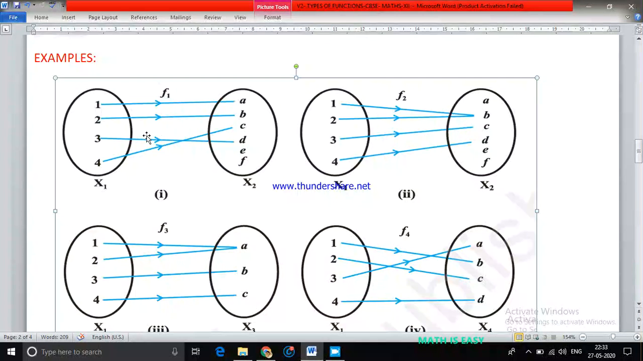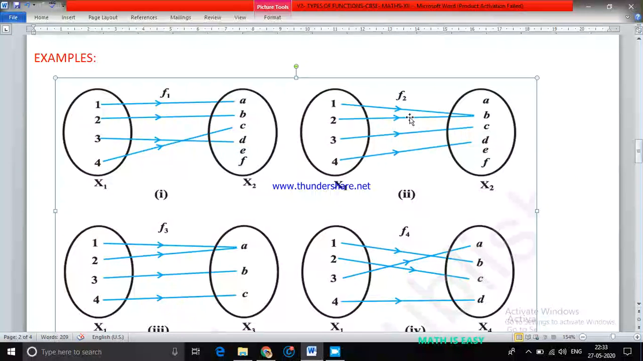So hence it is a one-one function. Can I say it is an onto function? No. It is not an onto function because E and F are not mapped by any elements of the first set X1. So hence it is not onto. Onto function is defined from here to here.